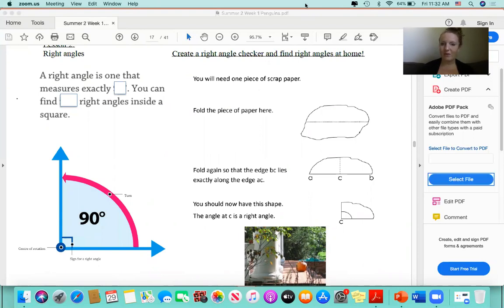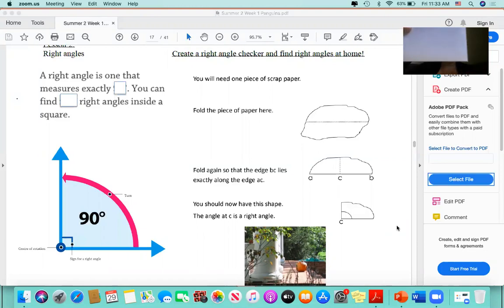To do this, you're going to need a scrap piece of paper. Any scrap piece of paper could do, even if it's not a perfect one, that's absolutely fine. The first thing you need to do is fold the piece of paper. I'm folding it hot dog style. If you fold it hamburger, it doesn't really matter. Now it said fold again, so the edge BC lies exactly along AC. So in this case, I'm just going to fold it again. And now you should have this shape. And there it is. The angle at C is a right angle.